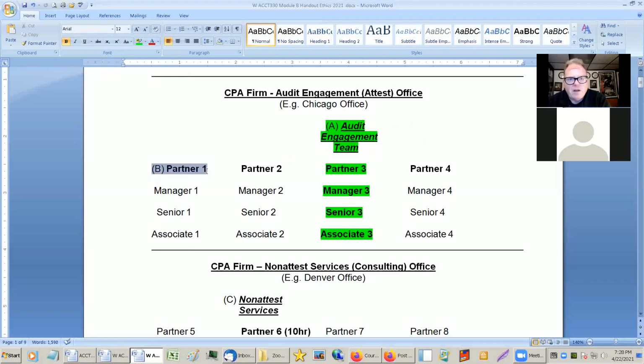The second group are all of the partners in the engagement office. So for instance, if this is the Chicago office, all the partners in that Chicago office have to be independent. Now, if you're a partner in the St. Louis office or Indianapolis office, it doesn't apply to you. But if you're in the Chicago office and they do the audit in the Chicago office, then you are what they call a covered member, and we're going to hold you to a higher level of independence.